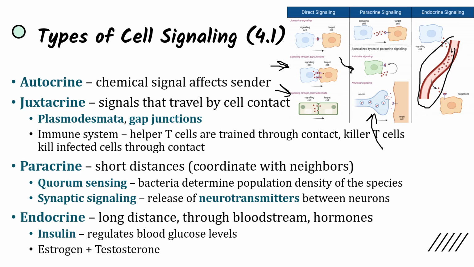And some important hormones that we have to consider are obviously the ones that get a huge spike during puberty with estrogen and testosterone, but also insulin, which is going to regulate blood glucose level, and College Board loves to use insulin and the insulin pathway as an example of a cell signaling pathway. So we'll be taking a look at that later.